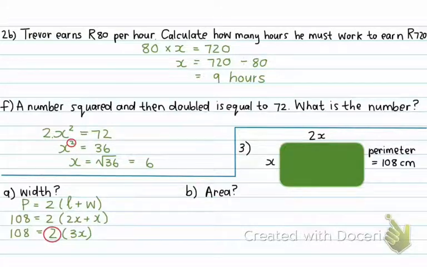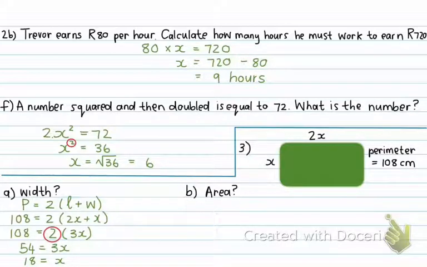and now I have to get x alone, so because I'm multiplying here with 2, I'm now going to divide by 2 on the other side, and 108 divided by 2 is 54, and now to get x alone, I divide by 3 on both sides. And 54 divided by 3 is then 18. There you go. So x, the width, is 18, and then the length will obviously be 2x, so 2 times 18, and that's going to give me 36.